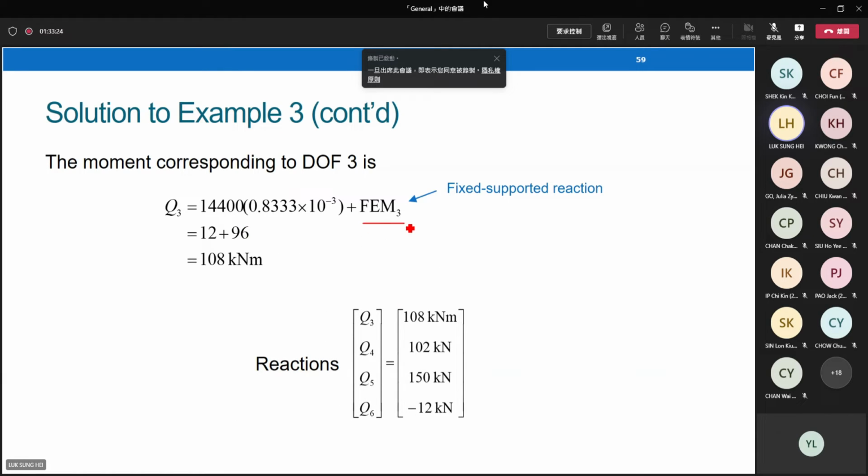Remember, there is one extra term on the right-hand side. You can read directly from the matrix equations. And then you can do this 4 times, find out Q3, Q4, Q5, Q6. Then you can get all the reactions. If you know the reactions, you can draw the shear and moment diagrams as usual.